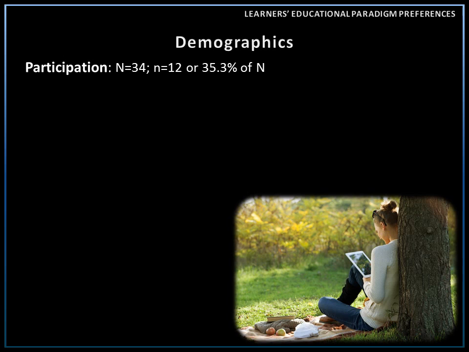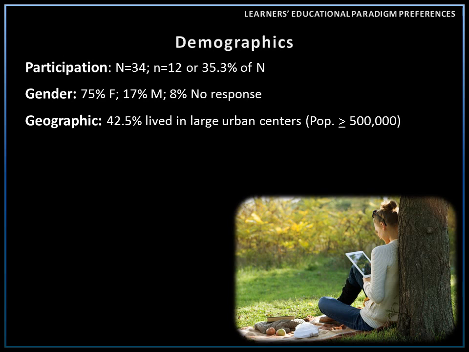There were 34 respondents who could have participated in this study, potential respondents. 12 chose to respond, or 35.3% of the population participated in the study. 3/4 of the students involved in the study were female, 17% were male, and 8% chose not to respond to this question. In terms of geographics, 42.5% lived in large urban centers, which were centers with a population equal to or above 500,000 people.